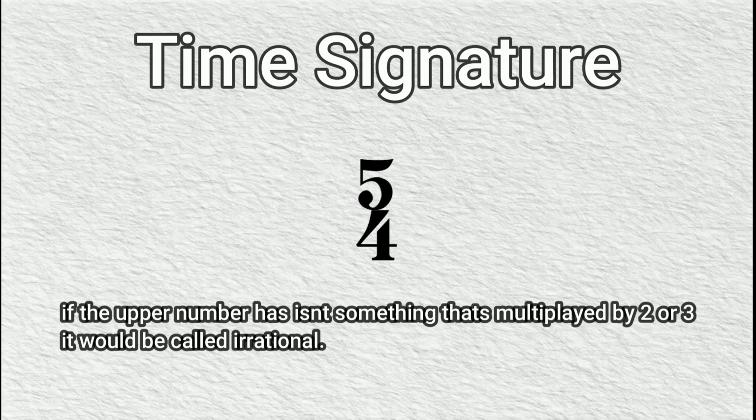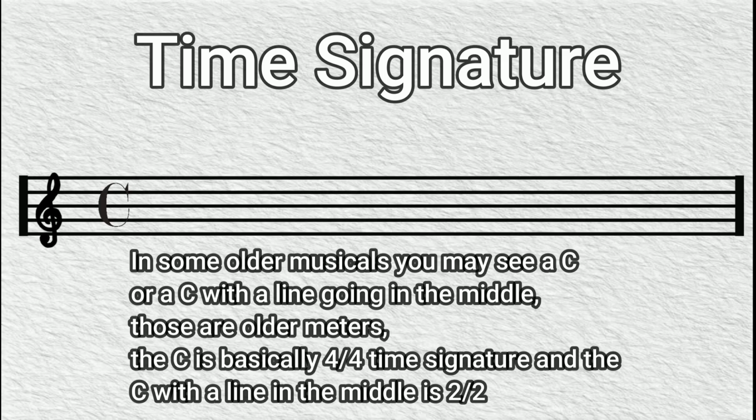If the upper number is a number like 7, 13 or 19, something that isn't a multiple of 2 or 3, they're called irrational meters. They're not really irrational, just very rare in Western music. In some older music, you may see a C or a C with a line going through the middle. Those are older meters. The C is basically the 4/4 time signature, and the C with the line in the middle is a 2/2 time signature.